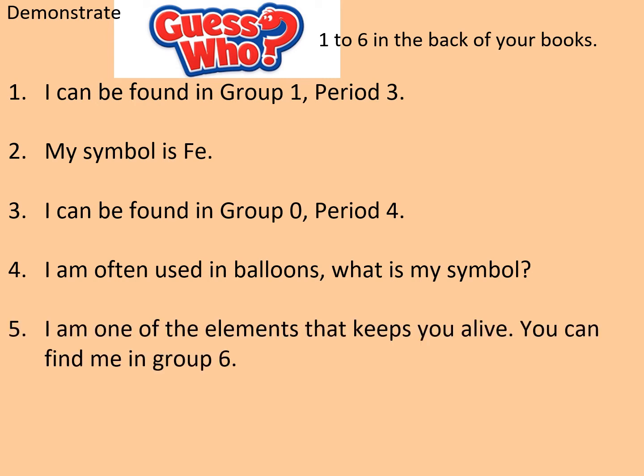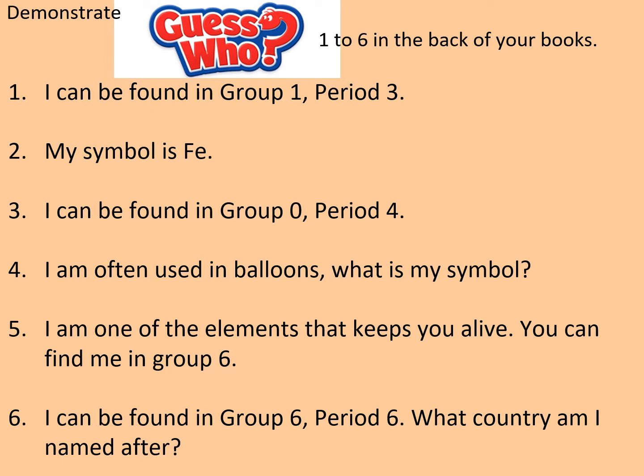Number 5, I am one of the elements that keep you alive. You can find me in group 6. So look in group 6, that's the 6th column. What element helps to keep you alive? And number 6, I can be found in group 6, period 6. What country am I named after? Have a look at the name of it and see if you can spot any similarities between the name of the element and a country. Okay, pause the video now to try and make sure you've got all of those answers. Have a look through your periodic table to try and help you.